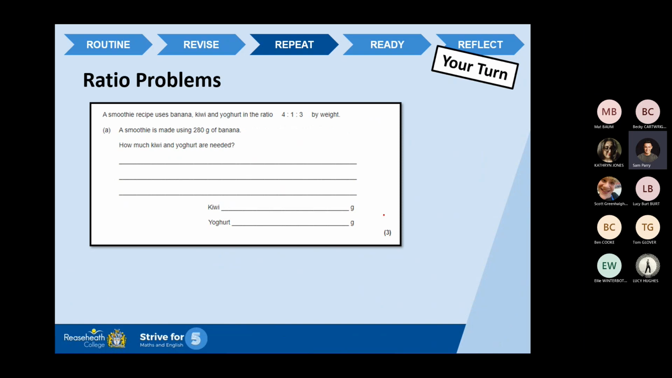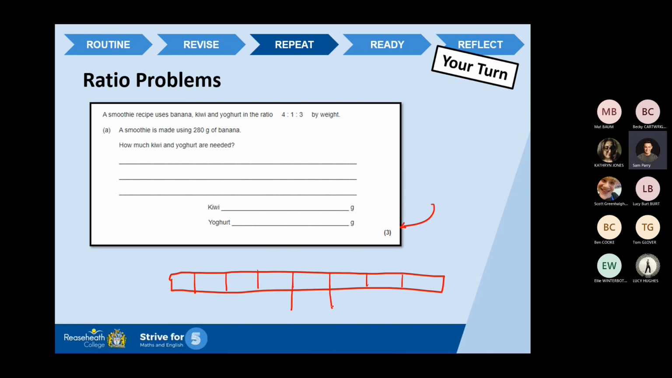Now this one's a banger, and you can see here it's a 3-mark question. Hopefully you can see that, 3 marks. Smoothie recipe uses banana, kiwi, and yogurt in the ratio 4:1:3 by weight. So draw a bar. It's a super long bar, this one. 4 add 1 is 5 add 3. So that's 8 parts. 1, 2, 3, 4, 5, 6, 7, 8. Okay. There's the 4, there's the 1, and there's the 3. And it's banana. So I'm going to put B, K for kiwi, Y for yogurt.